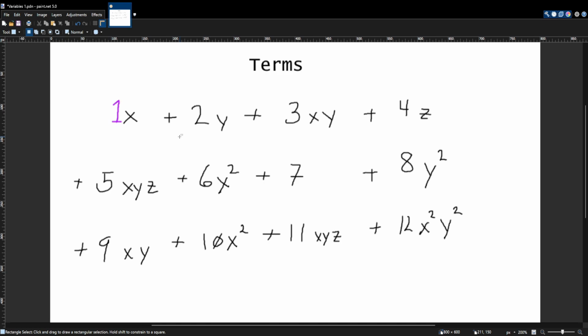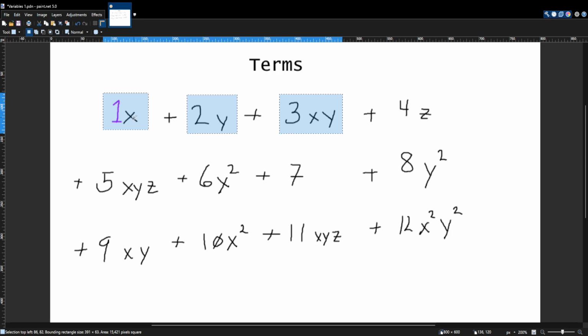Now, the reason I want to talk about terms is because we need to talk about something called a like term. Like terms can be combined by adding their coefficients. Now, what makes something a like term? Well, 1x and 2y are unlike terms, and they are also unlike 3x and 3xy.